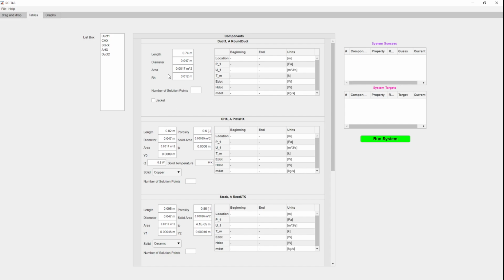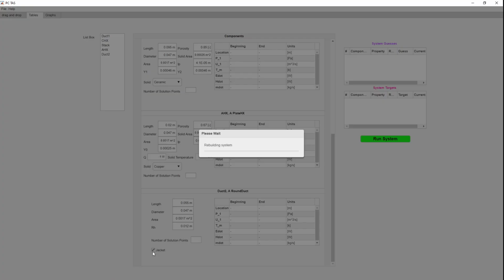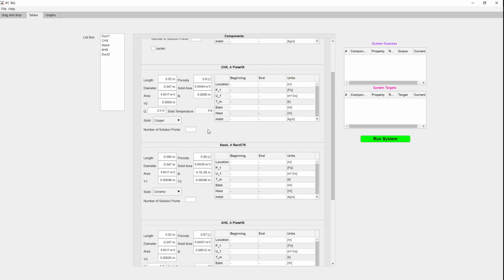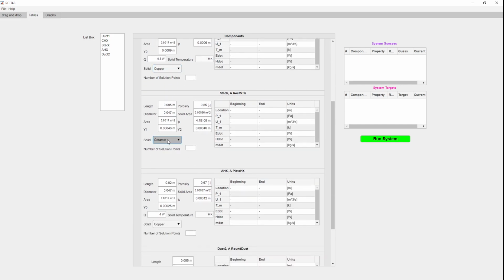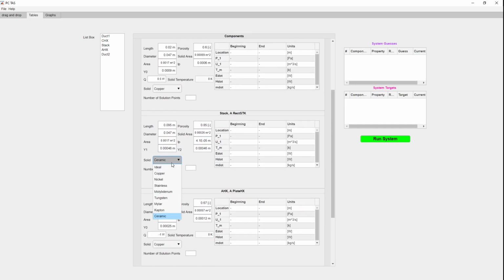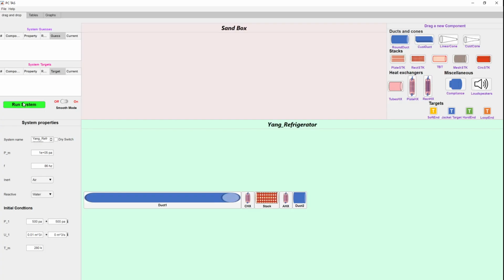In our case, the cold duct was insulated, so we'll leave the jacket off, but the ambient duct was open to the environment, so we're going to put the jacket on. You can also determine the solid material of many of the components. Both heat exchangers were copper, so that's fine, and the stack was a ceramic stack, so that's also fine. But we could potentially change it to a stainless steel stack or a tungsten stack, etc. So these are the components, and now we're going to run the system.